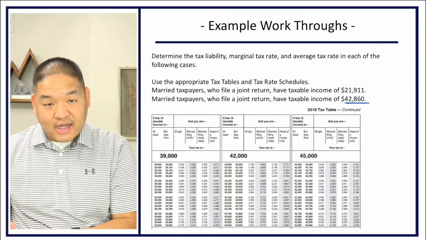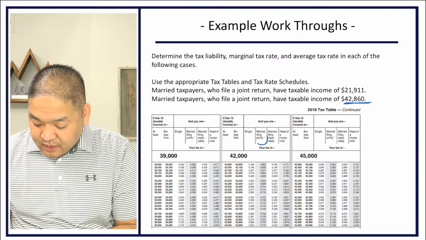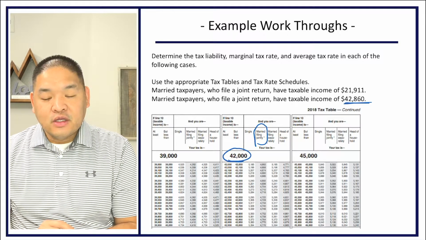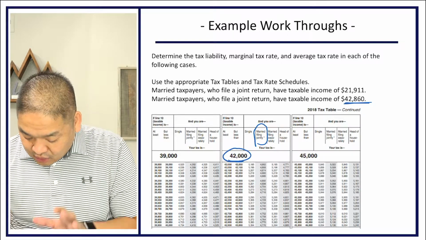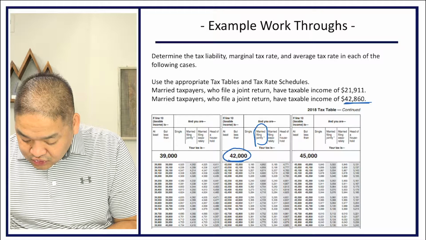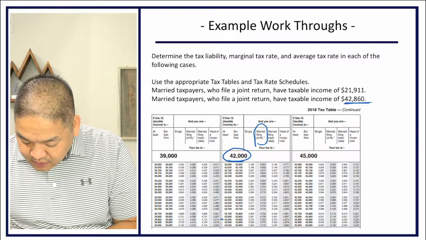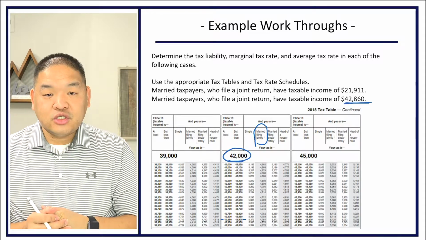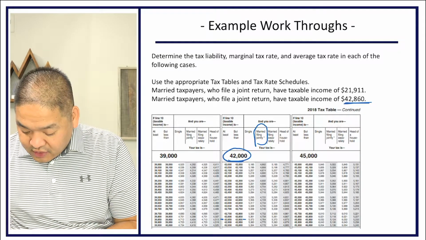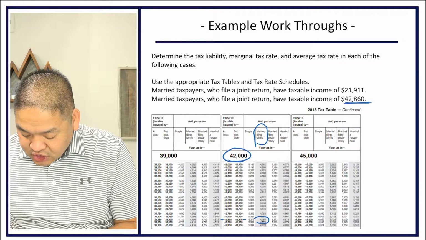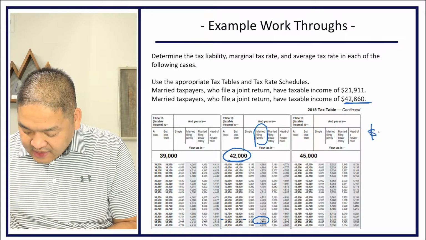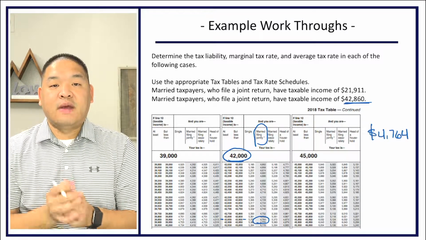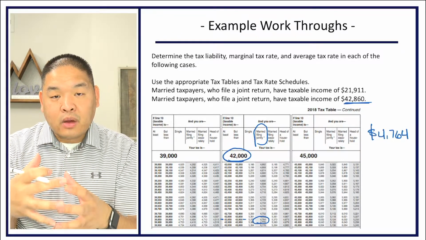42,860. So again, tax table here. Second column, married filing joint, $42,000 brackets here. So then we're going to look for 42,860, or where that would be. 42,860 would be right here between 42,850 and 42,900. If we go to the second column, we see that they should be paying a tax liability of $4,764.